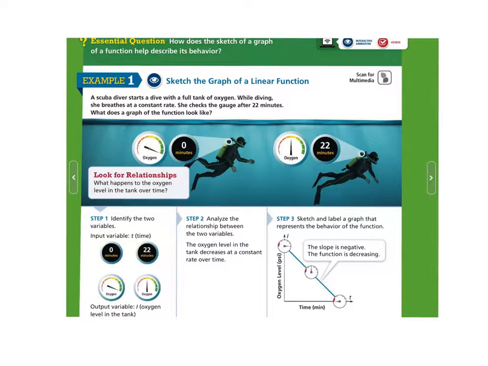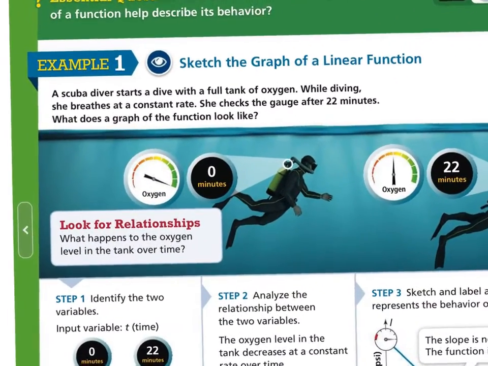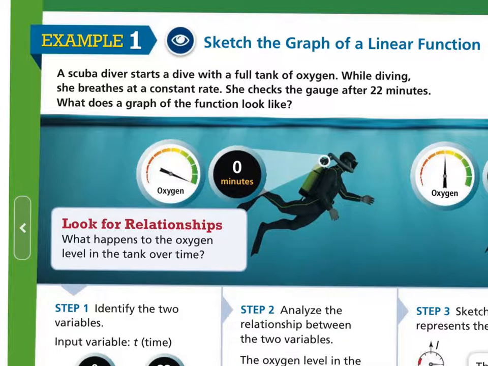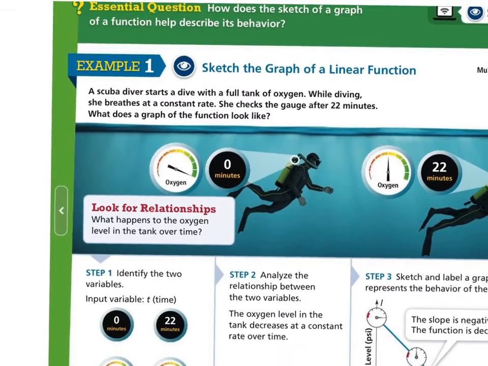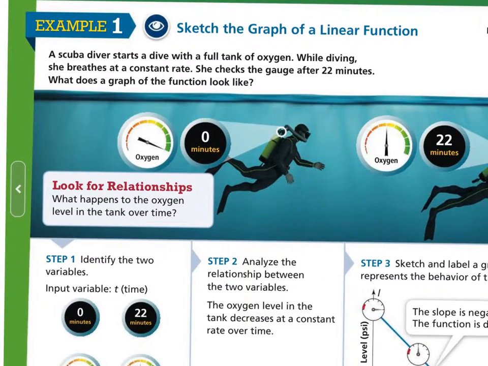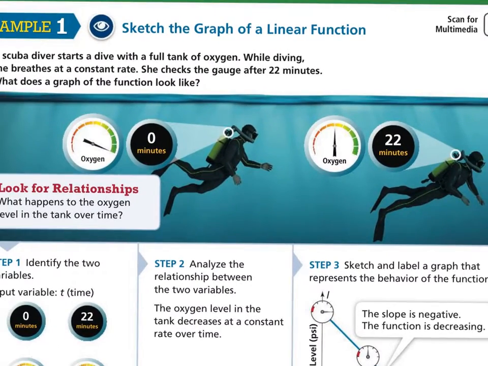So look at example 1. We're going to talk about how these sketches of graphs can help describe behavior. A scuba diver starts to dive with a full tank of oxygen. While diving, she breathes at a constant rate. She checks the gauge after 22 minutes. What does a graph of the function look like? You can see full tank of oxygen at 0 minutes. 22 minutes is about half full.